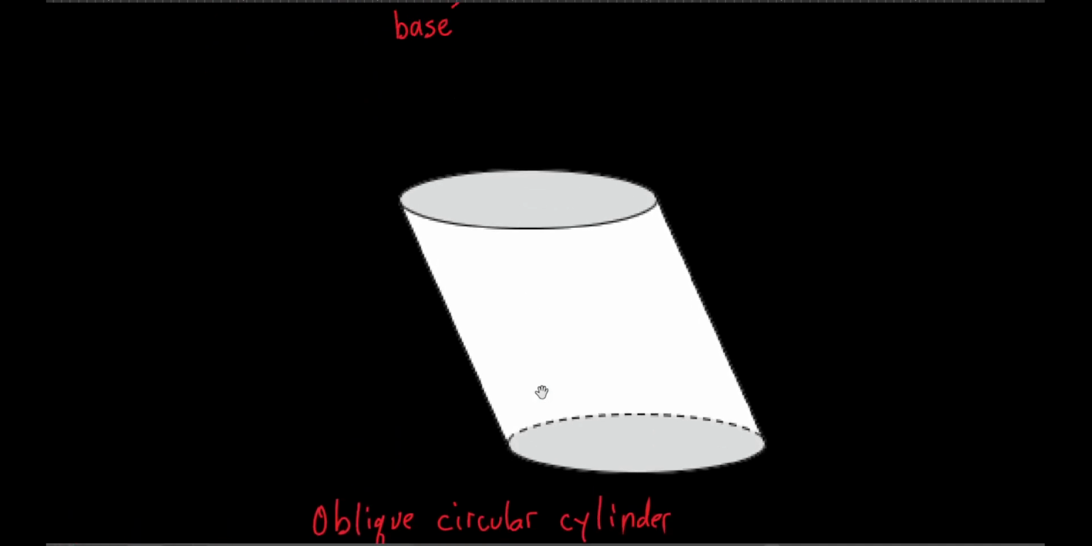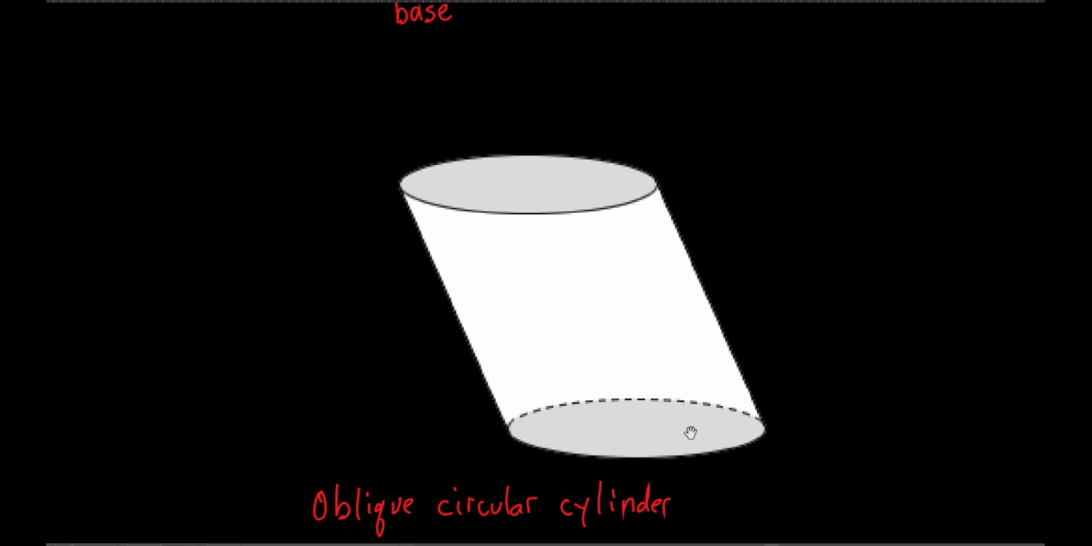It's an oblique circular cylinder, okay? It still has a circle as its base, but look at the sides. They don't just go straight up. They don't go straight up at a right angle. They slant, all right? And if it slants, it's oblique.